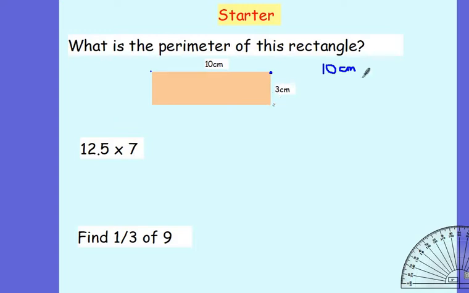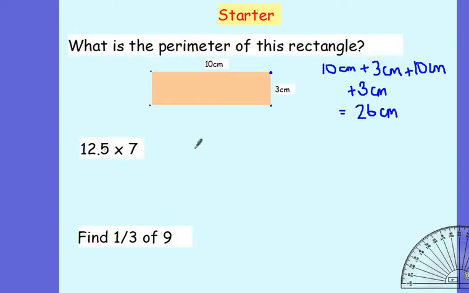I then need to walk down 3 centimetres, which takes me to here. I then walk across the bottom of the rectangle, which is another 10 centimetres. And then I need to complete my loop, walking all the way back up the other side. So I've got 10 centimetres plus 3 centimetres plus 10 centimetres plus 3 centimetres, which gives me 26 centimetres altogether.